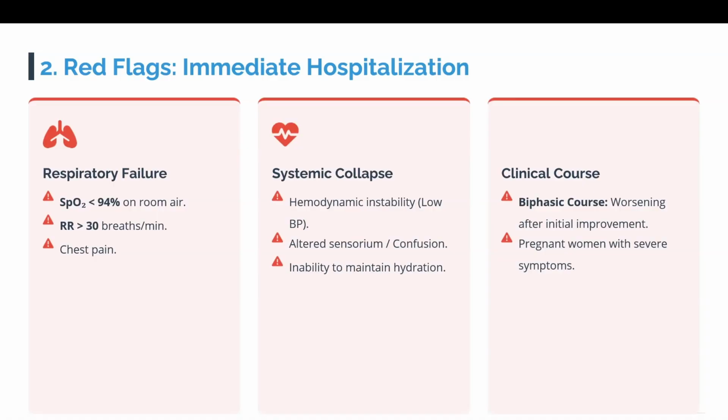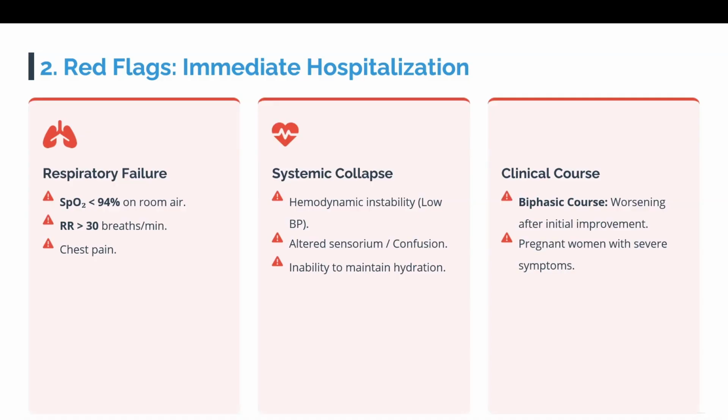So, red flags for immediate hospitalization. Respiratory failure with SpO2 of less than 94% on room air, a respiratory rate of more than 30 breaths per minute, and the presence of chest pain, which suggests influenza myocarditis. Systemic collapse, such as hemodynamic instability with low BP, altered sensorium or confusion, and inability to maintain hydration. The clinical course of influenza is usually biphasic. There will be worsening after the initial improvement. So it is better to admit and treat.